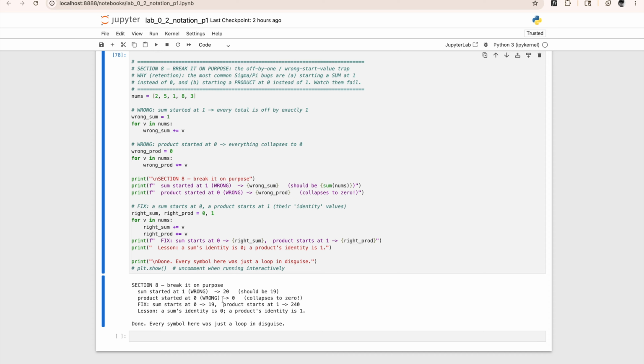So today, sigma became a loop that adds, pi became a loop that multiplies, subscripts became indices, and the grammar symbols became plain English. The symbols were never the hard part.